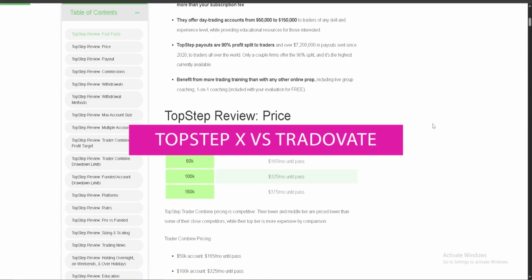Hello, I'm going to compare TopstepX versus Tradovate, which is better for your trading style.